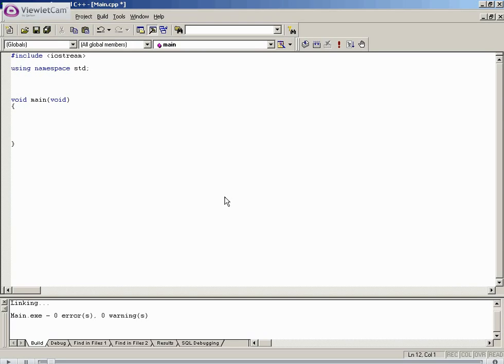In this tutorial we will be looking at arithmetic and mathematical operations. Okay then, let's learn how to multiply, divide, add and subtract variables.